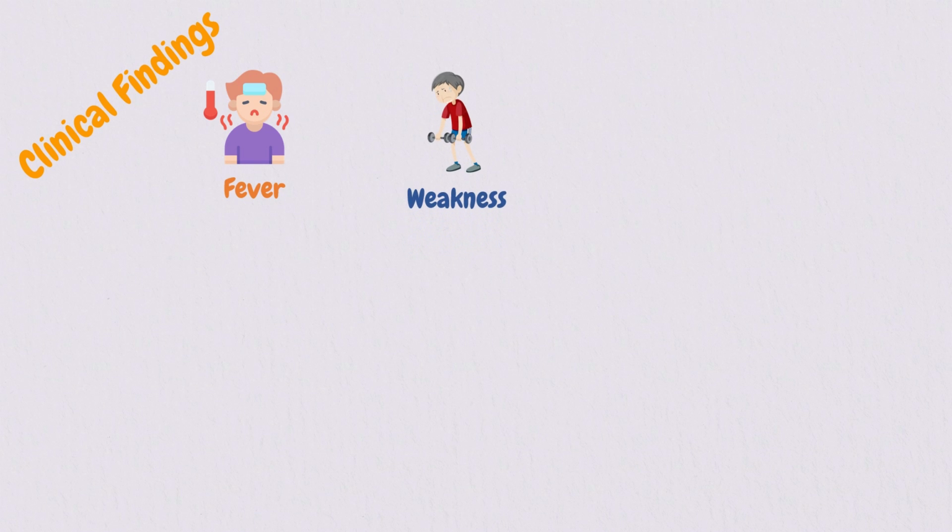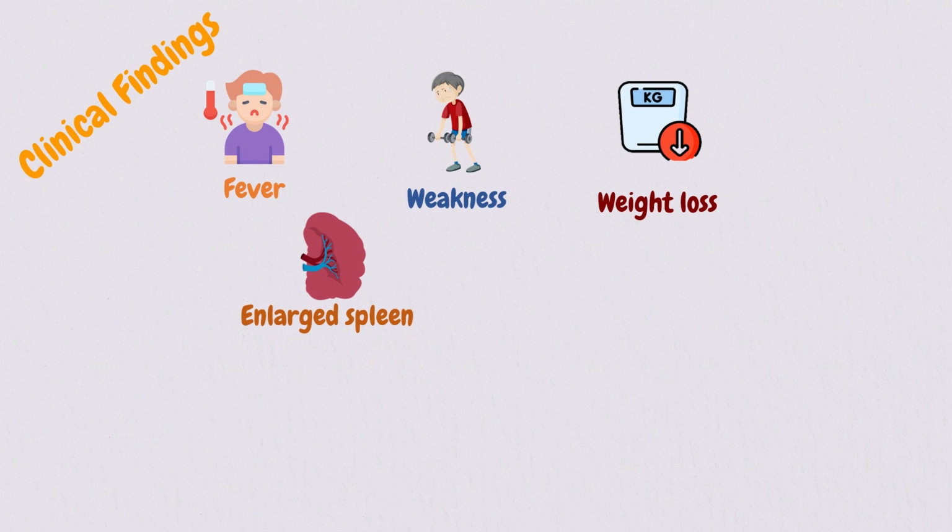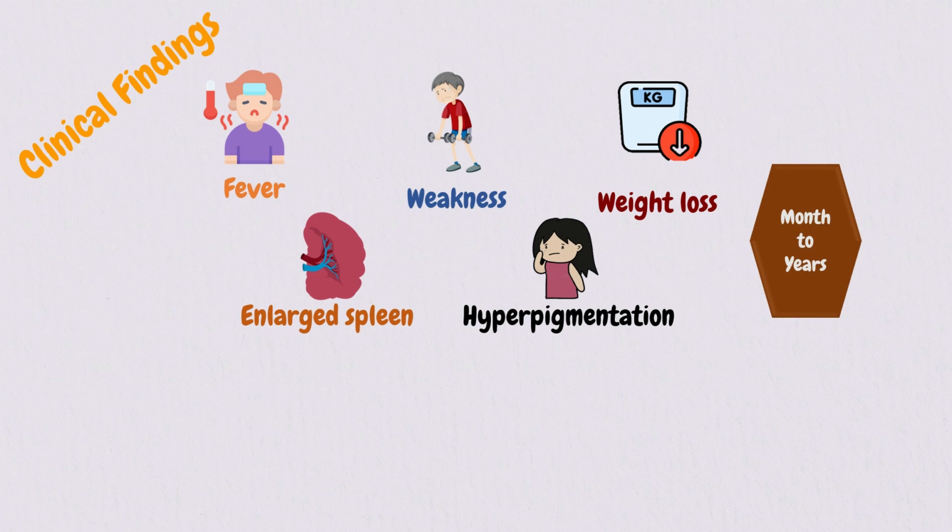So, what are the symptoms associated with Leishmaniasis? Symptoms begin with intermittent fever, weakness, and weight loss. Massive enlargement of the spleen is characteristic. Hyperpigmentation of the skin is seen in light-skinned patients, Kala-Azar meaning black sickness. The course of the disease runs for months to years.